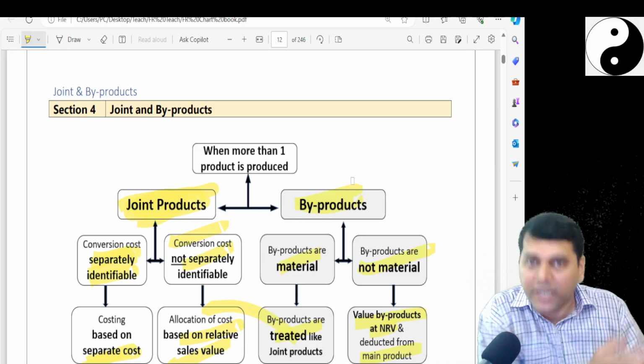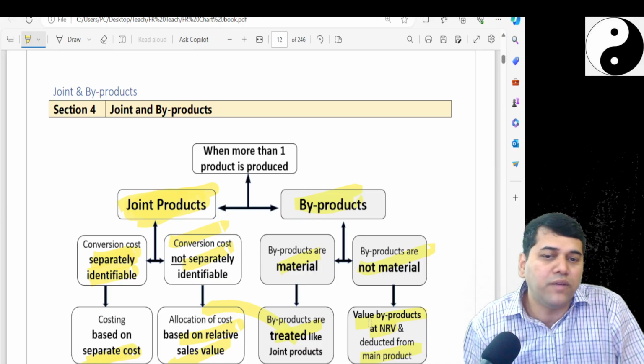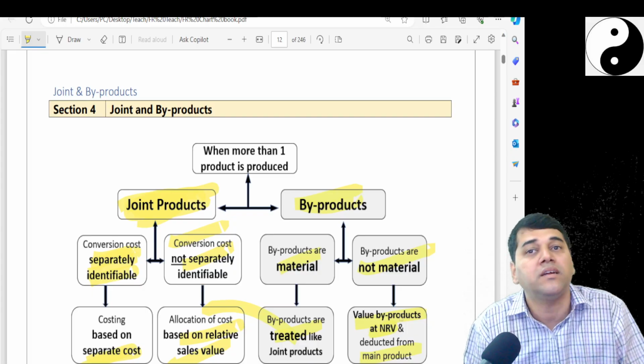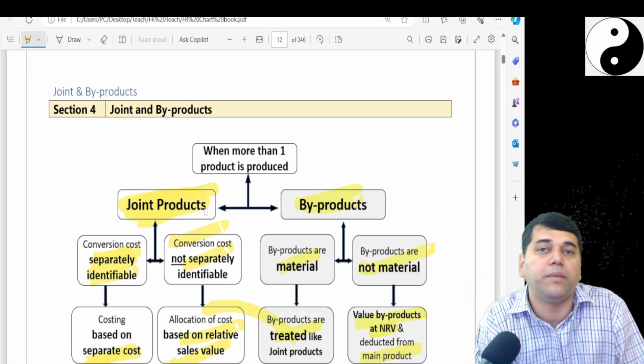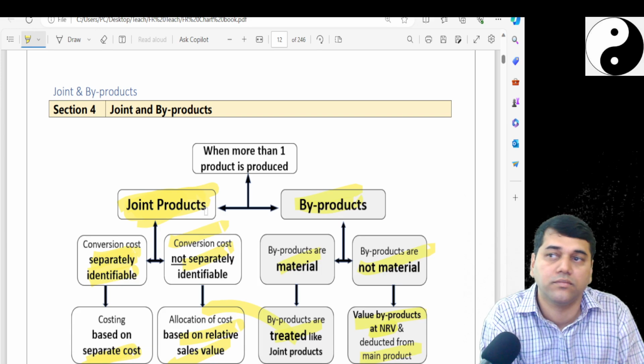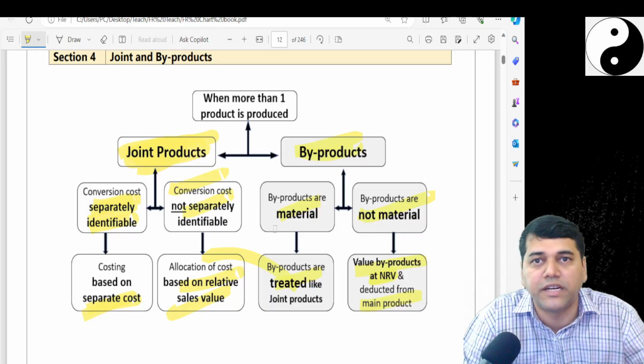I don't value it. At the end of the year, I have that much stock with me. So what should I do? I should value it at my scrap value, but not show it separately as an inventory of byproduct. Deduct it from the value of the main product. That's it. This is the treatment. With this, we are done with the inventory valuation.